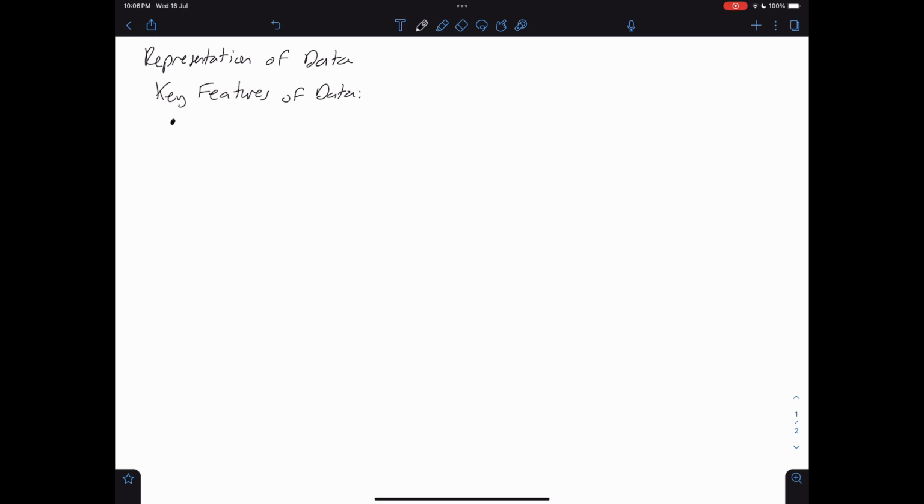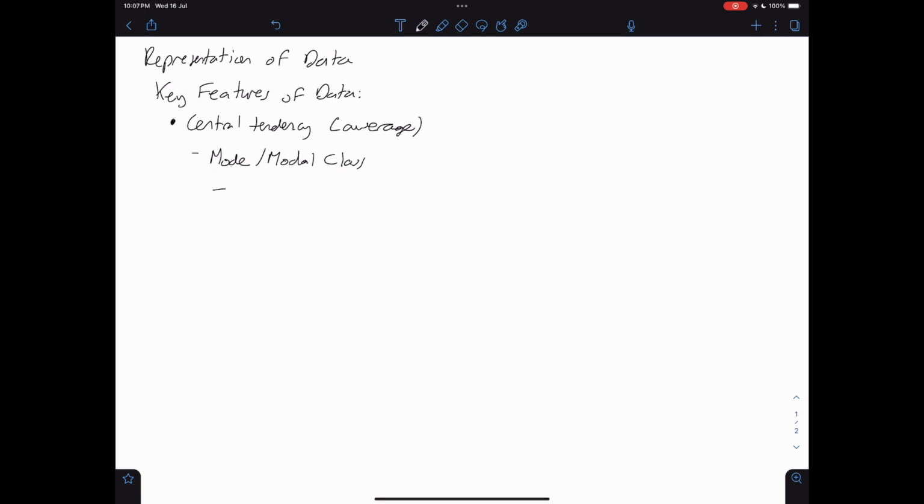So the first will be central tendency. This is also known as average. And there are three different types of average. The first is the mode or modal class.